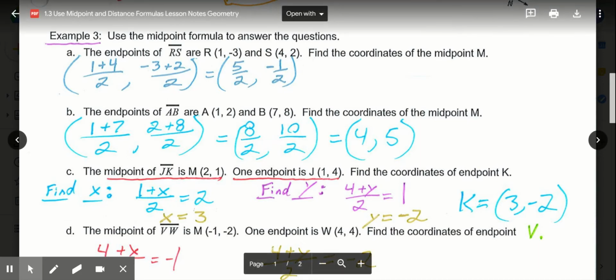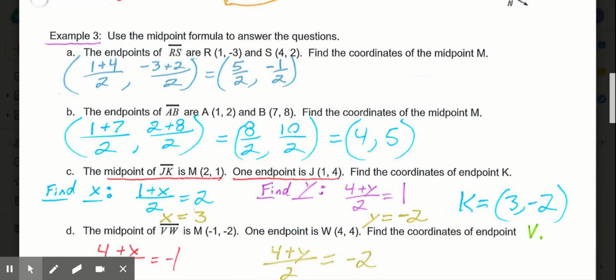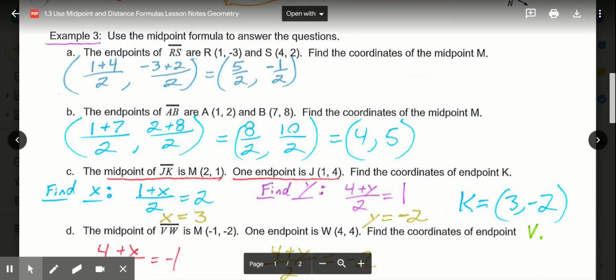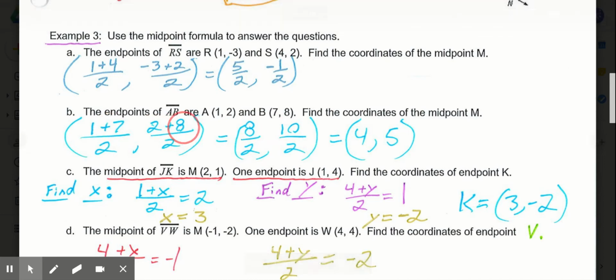Now in B, it says the endpoints of segment AB are A at coordinate 1, 2, and B at the coordinates of 7, 8. Find the coordinates of the midpoint of M. So we're going to add our x values, 1 plus 7 divided by 2, and add our y values, 2 plus 8 divided by 2. So that gives us 8/2 and 10/2. Both can be simplified. 8 divided by 2 is 4, 10 divided by 2 is 5. So our midpoint of segment AB would be at coordinates 4, 5.